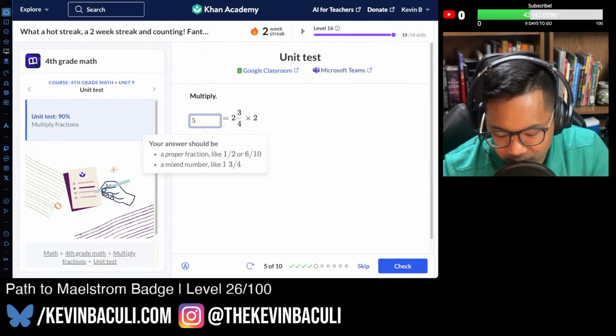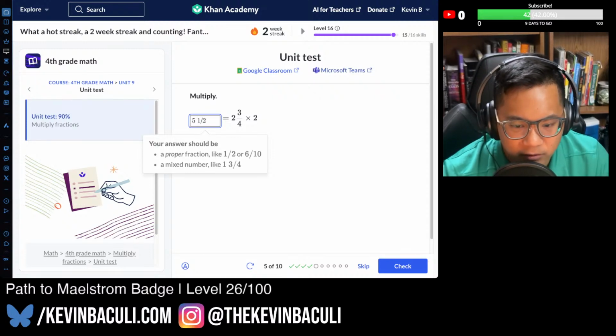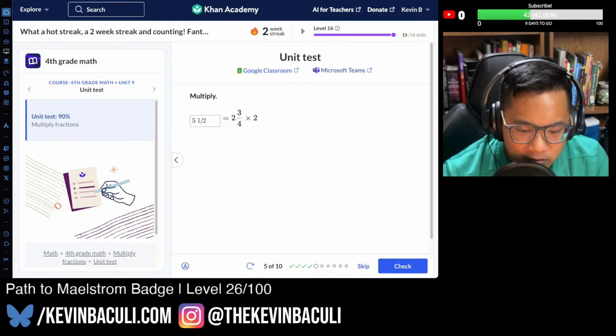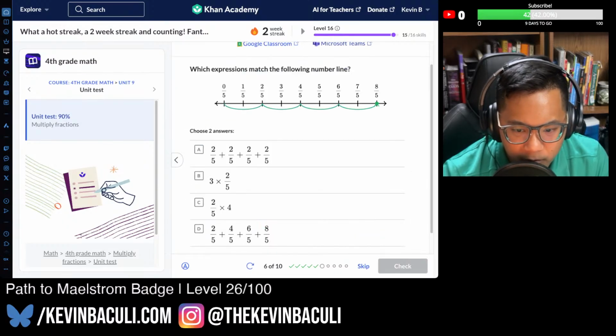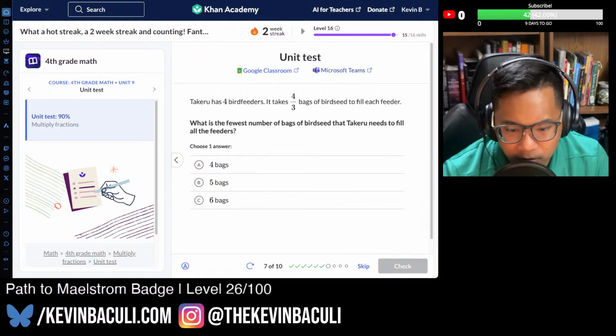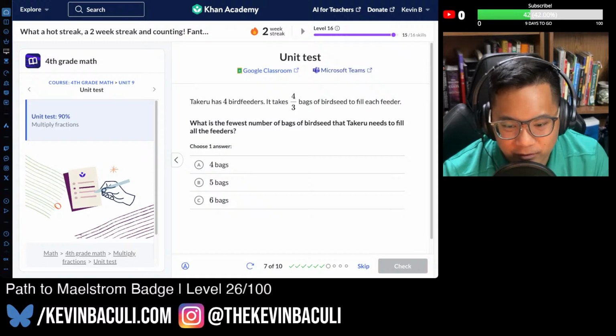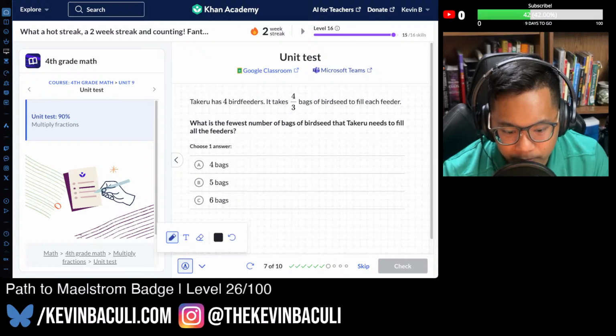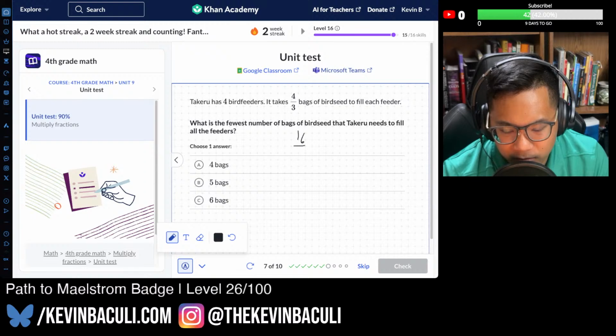5.5. Did I just do this one? No, I didn't. 2/5. Why did you lie? Takeru has 4 1/3 bags of birdseed, 4/3 bags to fill each tree. What's the fewest number of bags? Let's fill all 4 feeders. 16/3. Need 6 bags.